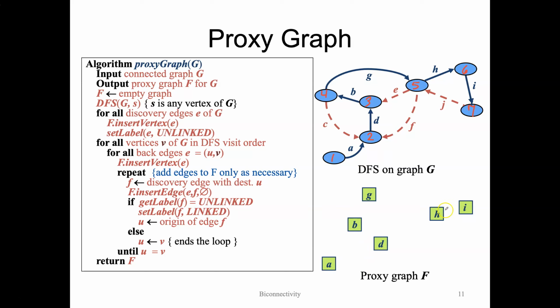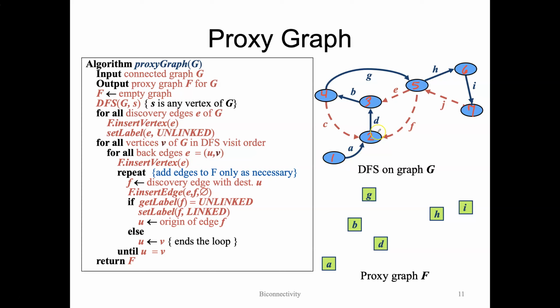We'll insert our discovery edges as vertices in our proxy graph, but we're going to be more careful about when we add a back edge or back vertex to our proxy graph, and what edges will be incident on it. So we're going to add them in order of when we encountered vertices. So first, at vertex 1, are there any back edges going into this vertex? And there aren't, so we're going to move on.